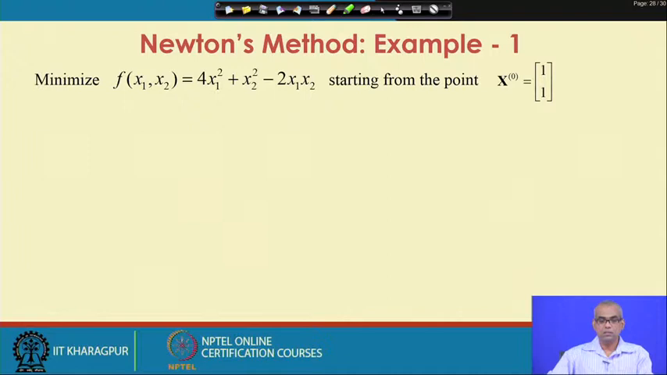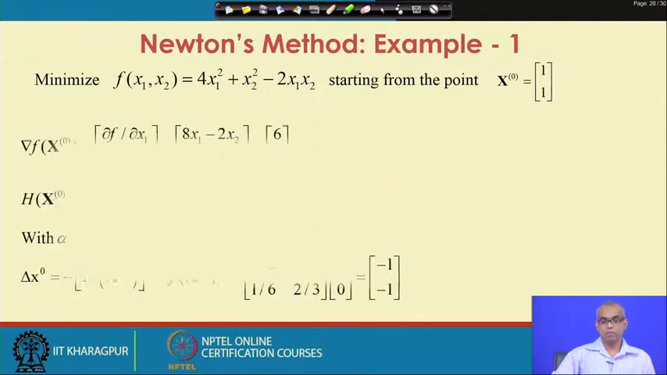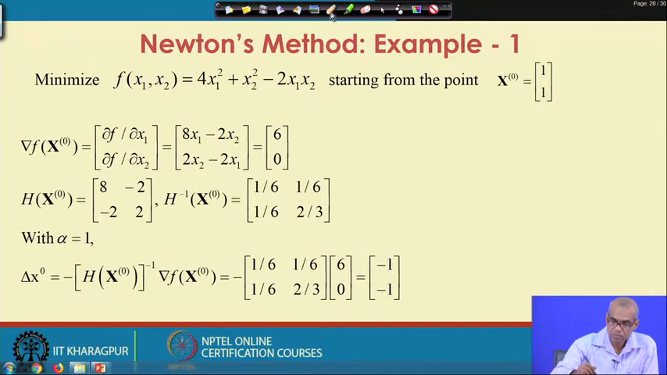So, let us now consider an example and solve using Newton's method, and we will use Newton's classical method. That means we will consider alpha equal to 1. We consider a quadratic function 4 x 1 square plus x 2 square minus 2 x 1 x 2, and we start from x 0 equal to 1 1. This is a quadratic function, and we expect that convergence will be achieved in one step. So, we have considered the step length alpha equal to 1.